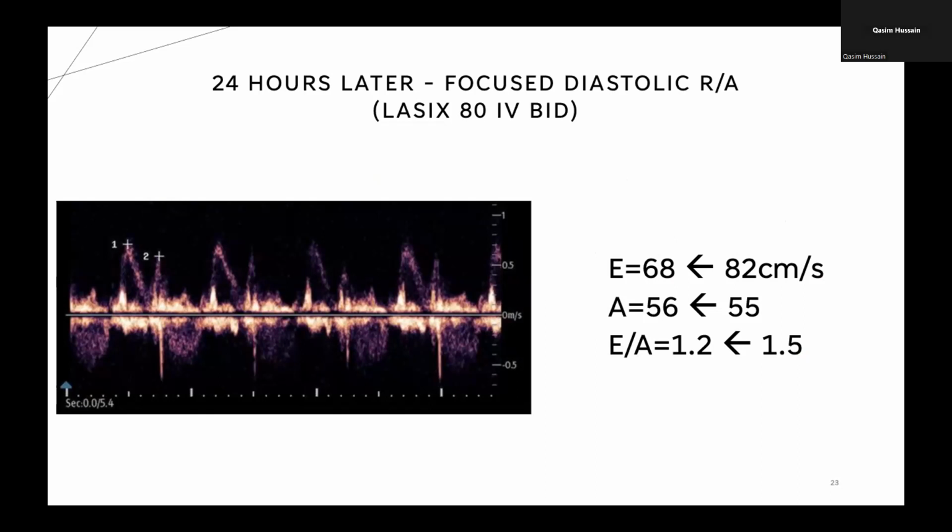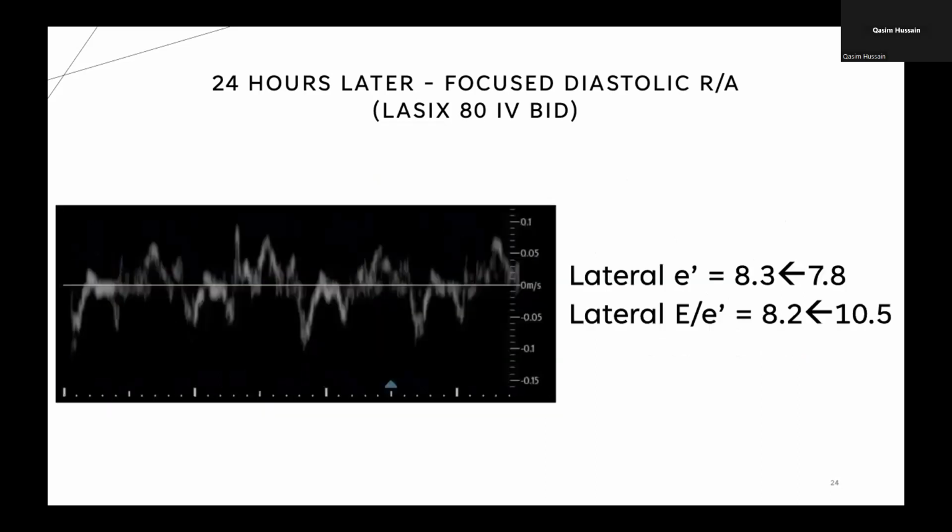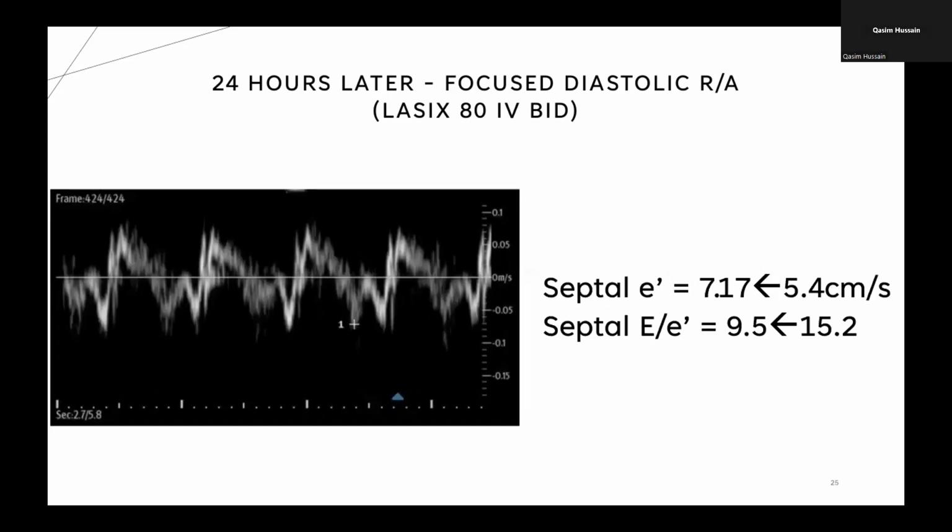But of course, we can't really just use your E velocity for left atrial pressure. So of course, we measured our lateral and septal E primes. So the lateral E prime actually came up to 8.3 from 7.8, and the ratio also improved. And septal E prime also improved to 7.17 with that ratio also improving.